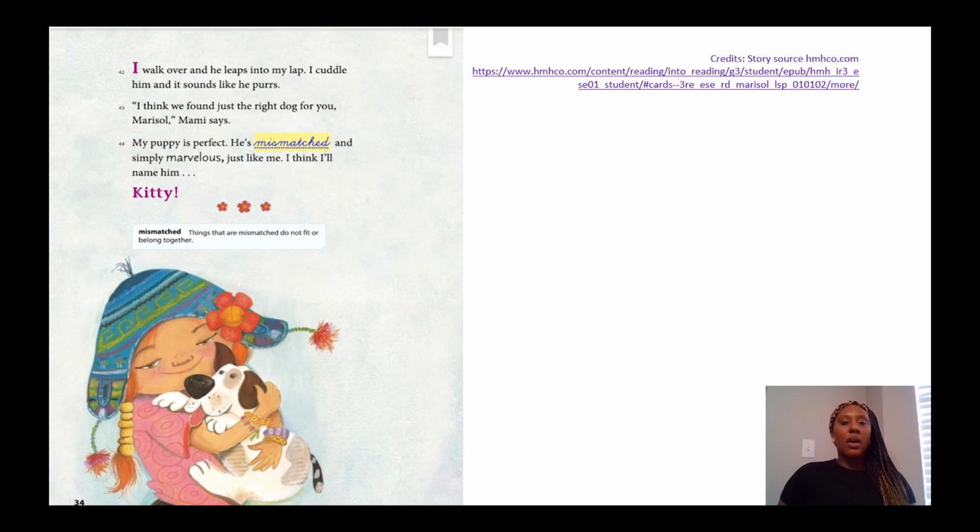I walk over and he leaps into my lap. I cuddle him and it sounds like he purrs. I think we found just the right dog for you, Marisol, Mommy says. My dog is perfect. He's mismatched and simply marvelous. Just like me, I'll name him Kitty.